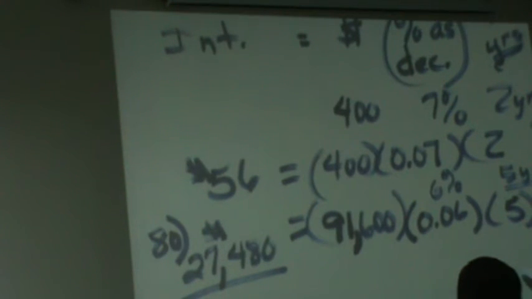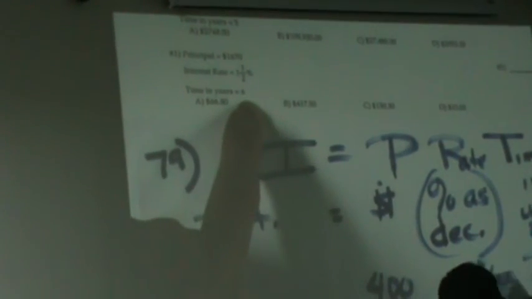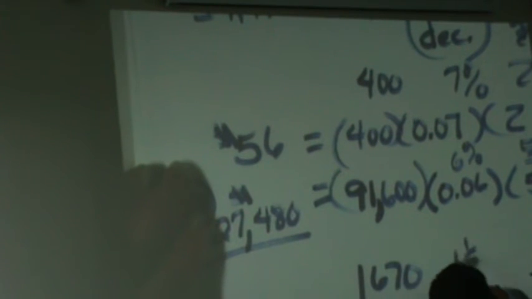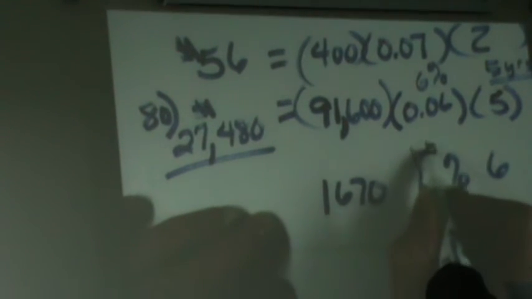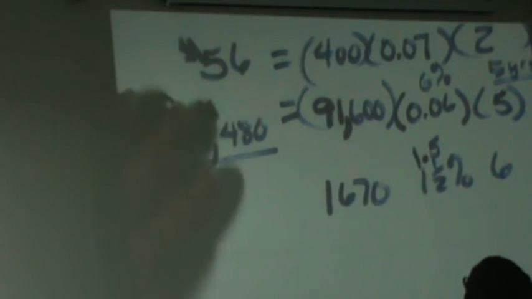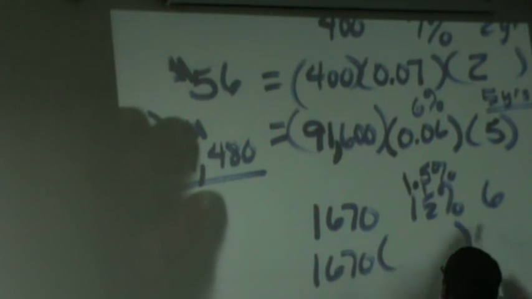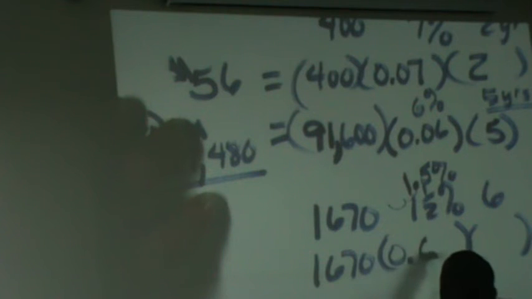Okay. 81. Okay, that's still simple interest. 81 says 1.5% in 6 years. We have 1670, 1.5% interest for 6 years. So we could say 1.5, and then we're going to change that from percent to decimal. We have 1670 times 0.015 times 6.